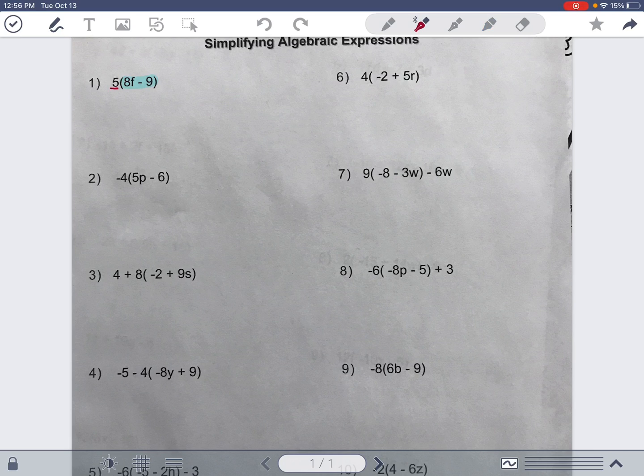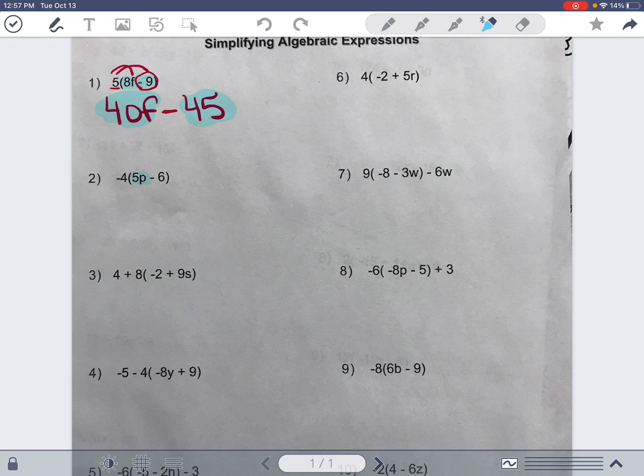What's outside the parentheses? 5 times 8f gives me 40f. 5 times a negative 9 gives me negative 45. And if I say negative, I have to put the negative symbol. It actually becomes the operational sign between the two terms, 40f and 45. And the operational term is subtract. The next one I'm going to work is number 2.